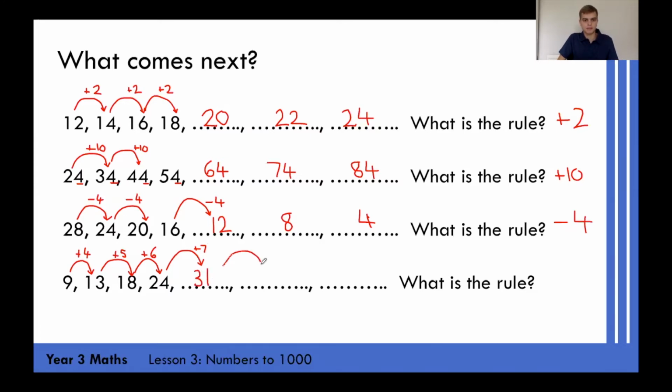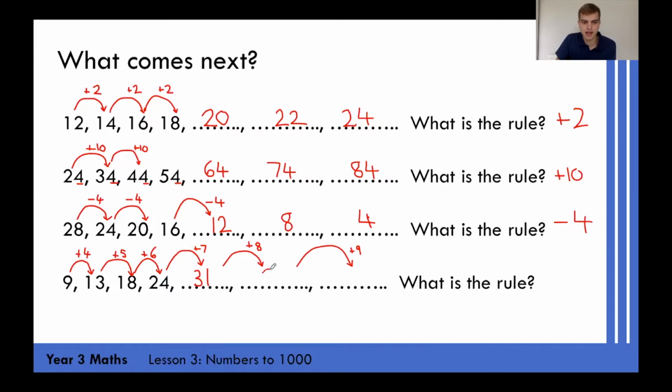So the next one, I've added 4, add 5, add 6, add 7, add 8 to this one. And then the last one, for whatever number I get on there, I need to add 9. Wonder if anyone can work that out for me. 31, add 8. 31, add 8. Well done.